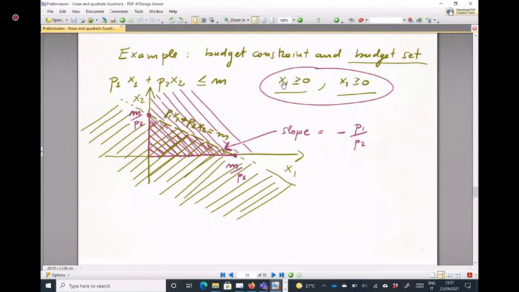We already know that the first inequality is satisfied in the half plane below the corresponding straight line. But then this implies that you must be on the right of the vertical axis, and this implies that you must be above the horizontal axis. So you take the intersections of all the half planes defined by these inequalities, and you get this triangle, which is called the budget set, okay, for the consumer.